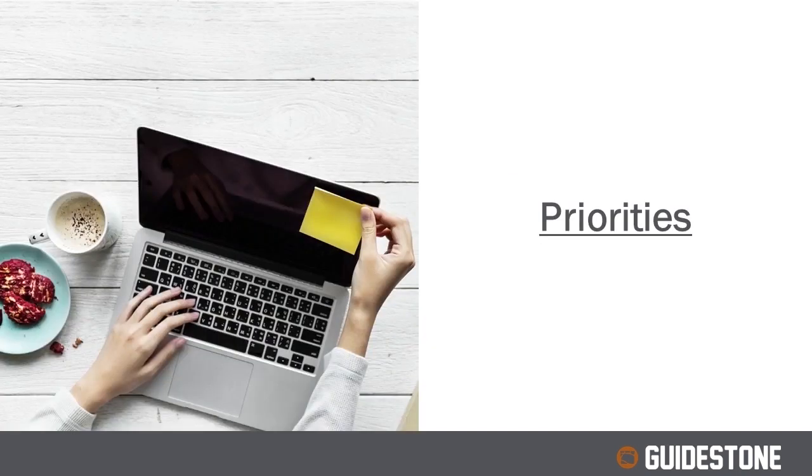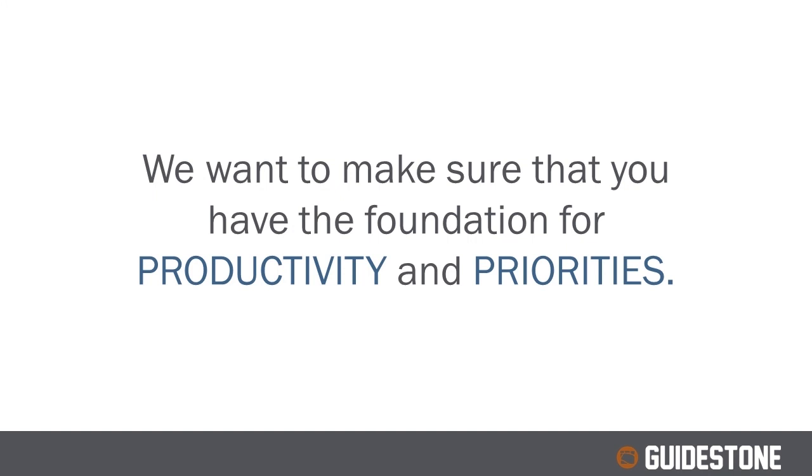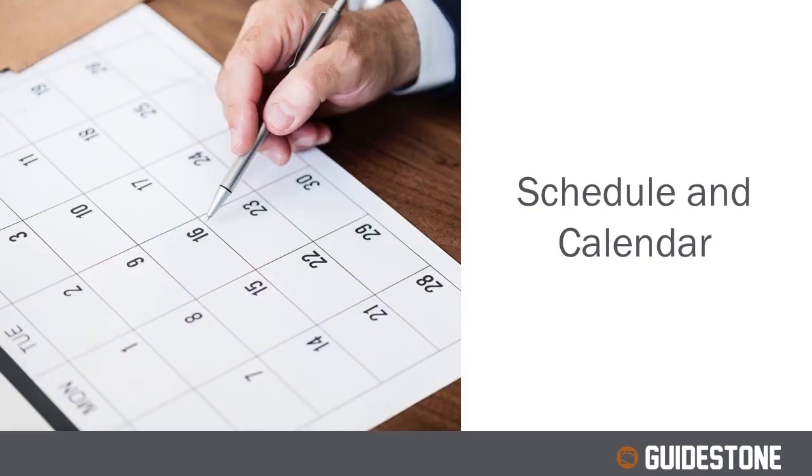We don't know how to effectively manage priorities. In the last session, we talked about how we think at times that we do understand priorities and we do understand productivity. And what we found is that there are simple tips or tricks or steps that many leaders miss. And so we want to make sure that you have the foundation for productivity and priorities to help you as you move forward with your development and the development of your team members. We talked a little bit about priorities in previous sessions when we talked about schedule and calendar.